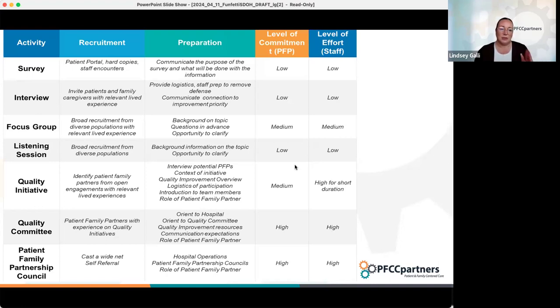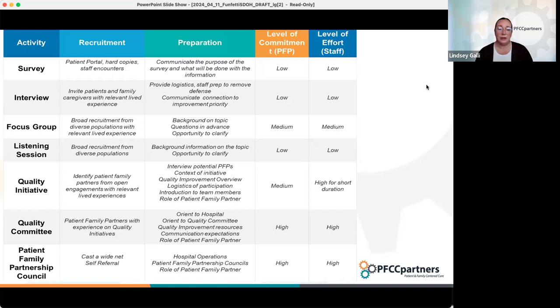But you can see, with each of these activities, recruitment looks a little bit different. The preparation for each of these activities looks a little different, as well as the level of commitment by the patient family partner, and then the level of effort that is required by staff as well. So we'll share these lanes of engagement out in follow-up. As you move forward in thinking through how you would like to engage that lived experience perspective in the development of your social drivers of health screening programs, you can use this as a guide.